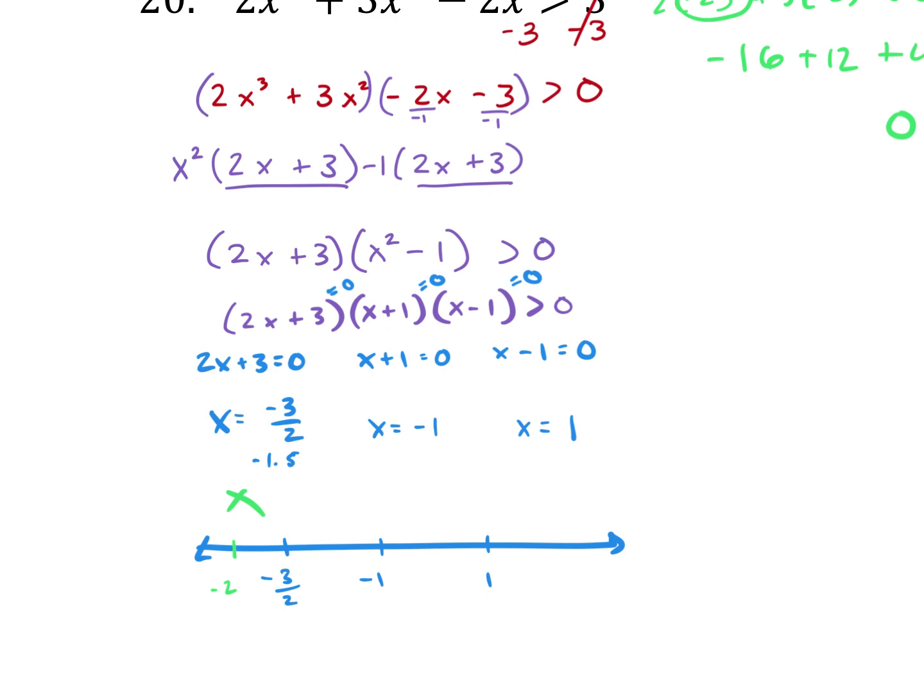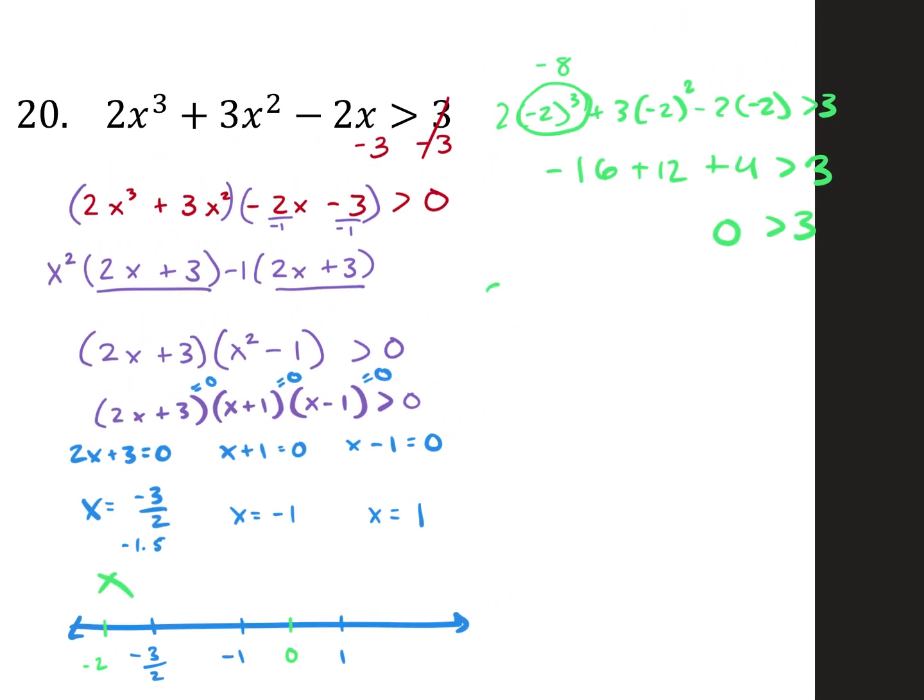I'm going to skip plugging in a number in between negative 3 over 2 and negative 1 just because it's all fractions in between. But let's go to our next interval. Let's plug in something in between negative 1 and 1. What's in between negative 1 and 1? 0. So let's plug in 0. So we have 2 times 0 cubed plus 3 times 0 squared minus 2 times 0 is greater than 3. So 0 is greater than 3. Is that true? No. So we're not highlighting out here.